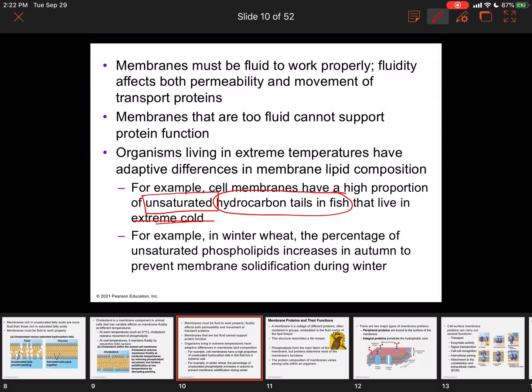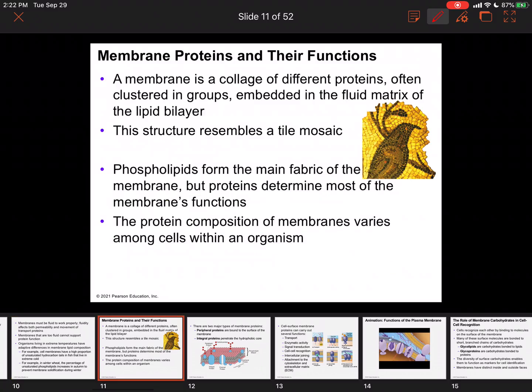It says, for example, winter wheat, which is a plant, has the percentage of unsaturated phospholipids increases in autumn. So they kind of prepare for winter coming. So they're going to increase those unsaturated fatty acid tails and phospholipids in their membranes, and it prevents solidification during the winter, and so they're able to survive winter that way. Okay.